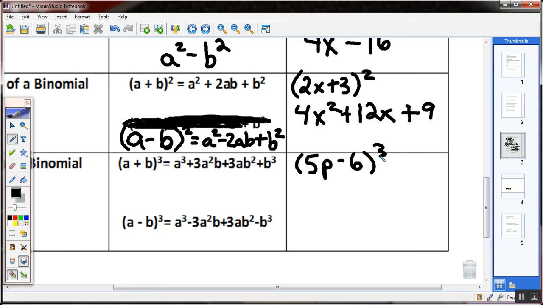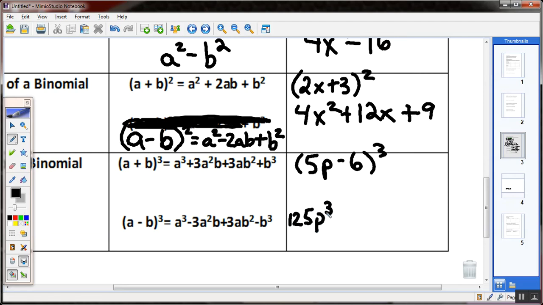Do you agree that this expression, this binomial to the third power, is kind of like this binomial to the third power? It's minus. In the parentheses, it's to the third power. So the first thing it says is take a to the third. What are you kind of using as your a value here, kids? 5 what? P. So you'd have to take 5p times 5p times 5p.